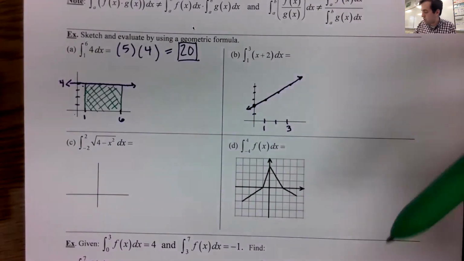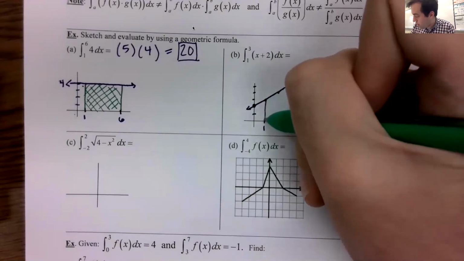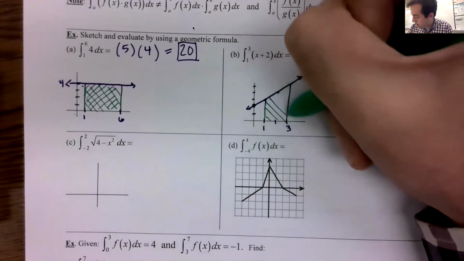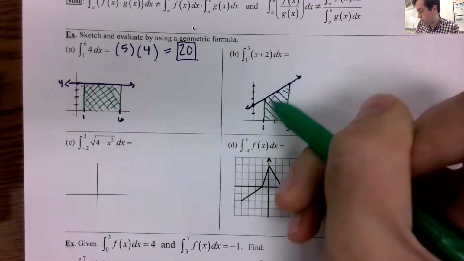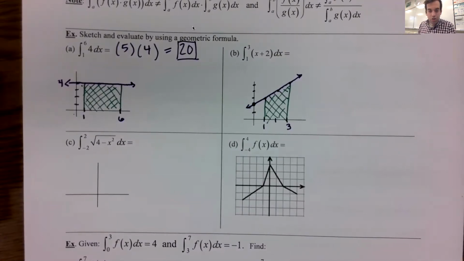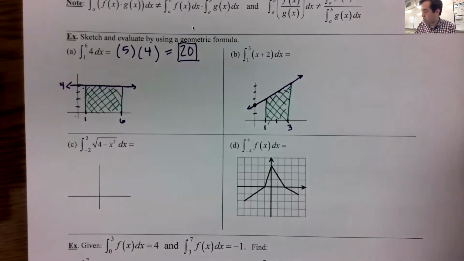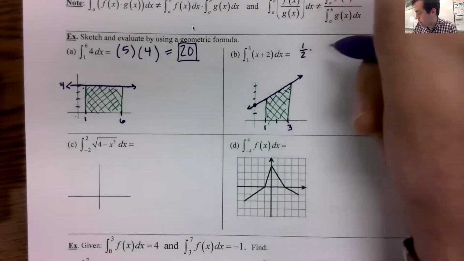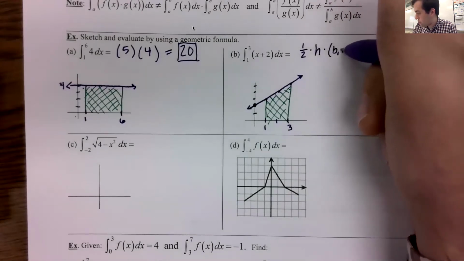And so we're interested specifically, though, from 1 to 3. So we want to know, what is this area? And to figure this out, we can think of this as a trapezoid. A trapezoid has an area formula of 1/2 times height times the sum of base 1 plus base 2.